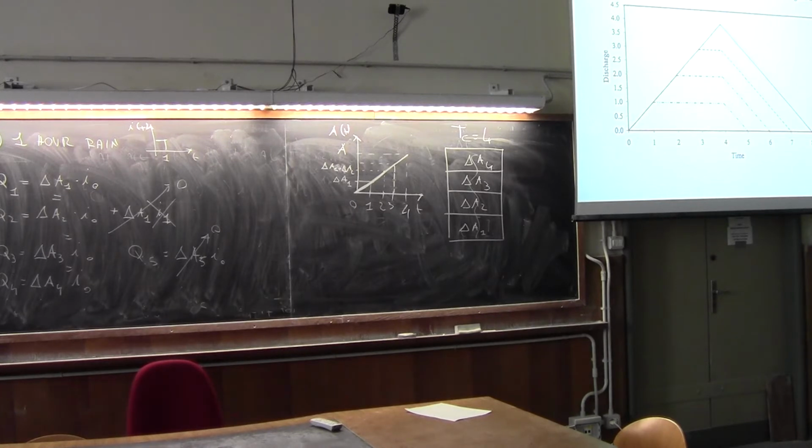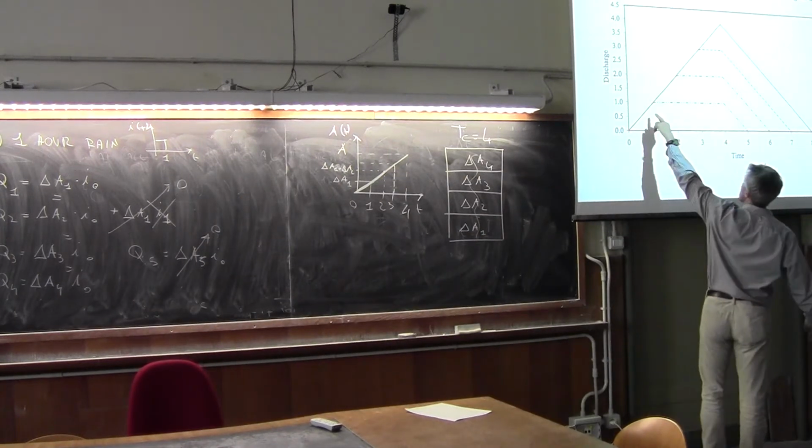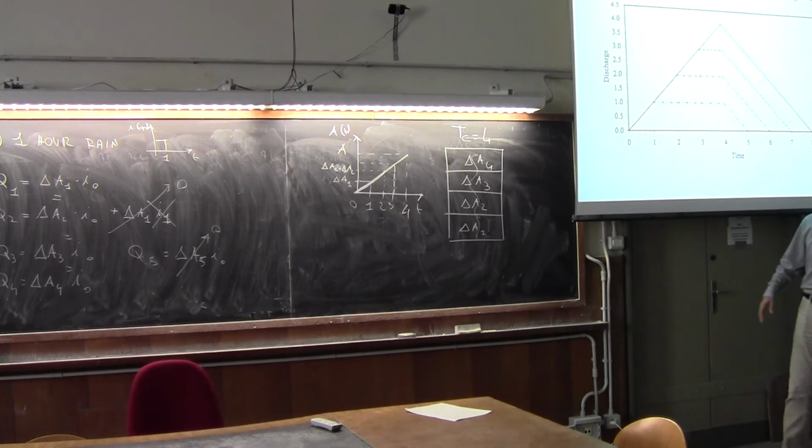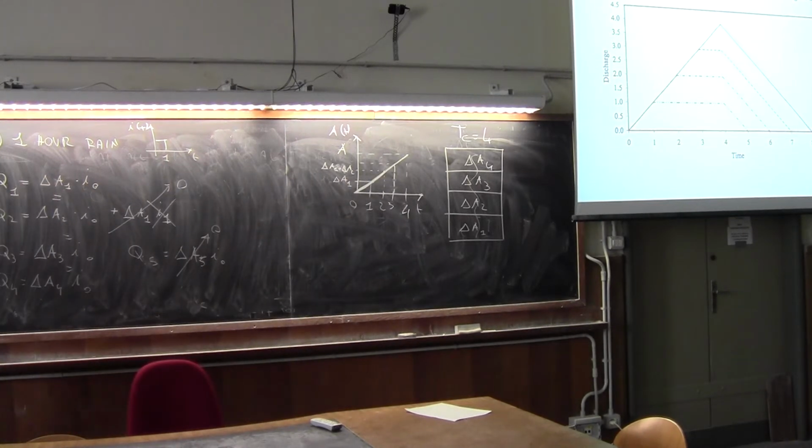Okay, so what is Q1? Q1 is delta A1 times I0. And in fact, you see that you have the same value of river flow for all the considered hydrographs after 1 hour. That's fine. We have only this term, because only the area delta A1 could reach the closure. So the other areas didn't reach the closure.